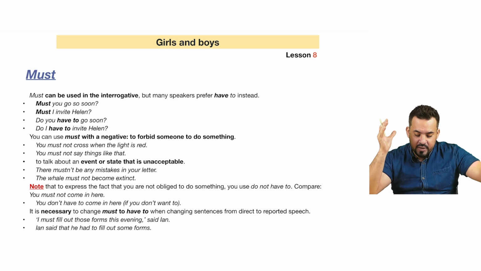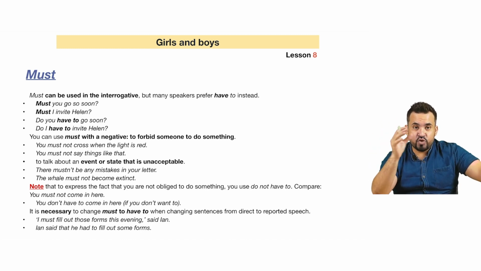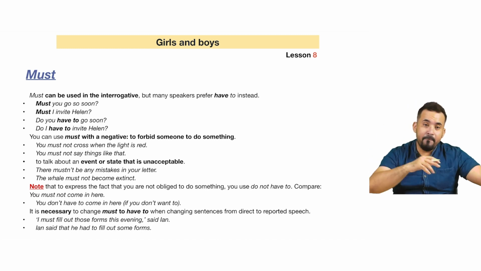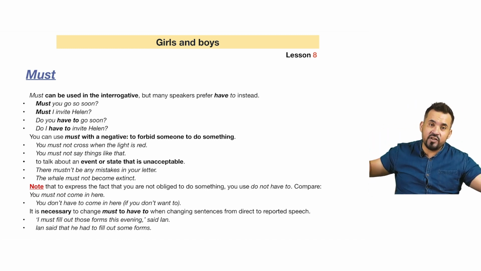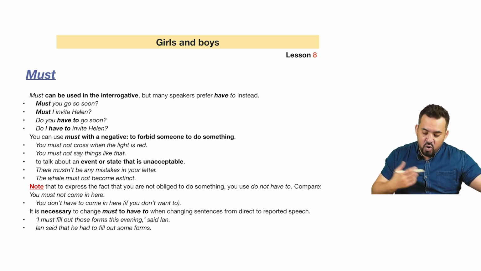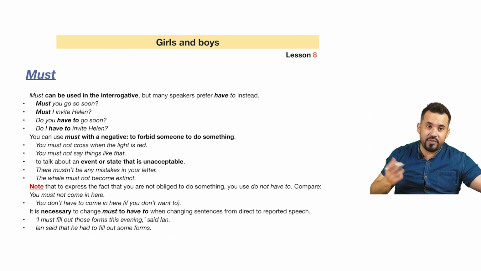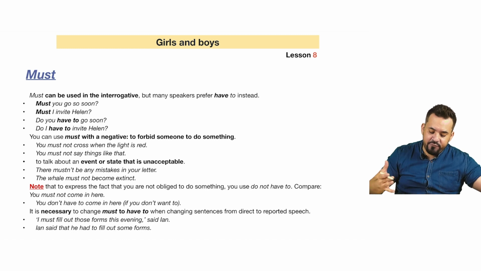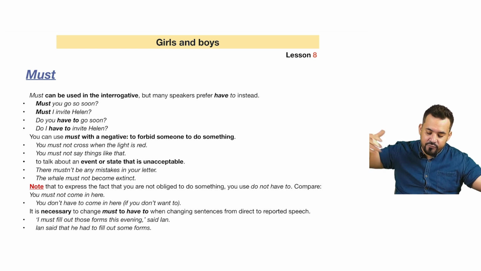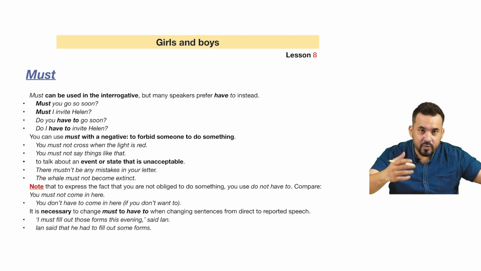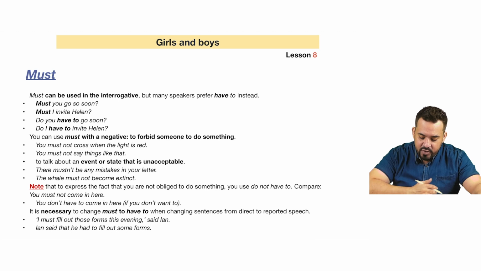If we use must in the reported speech, we change it to had to. Okay, both must and have to are changed to had to in reported speech. What is reported speech? It's like when you are saying that somebody else had said something. For example, I must fill out those forms this evening. He said that he had to fill out some forms. Okay, so in reported speech, we use had to.